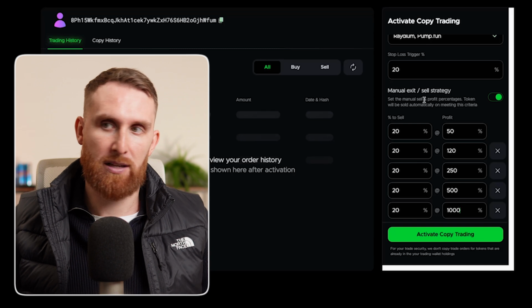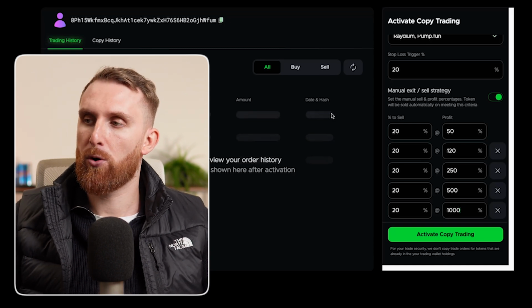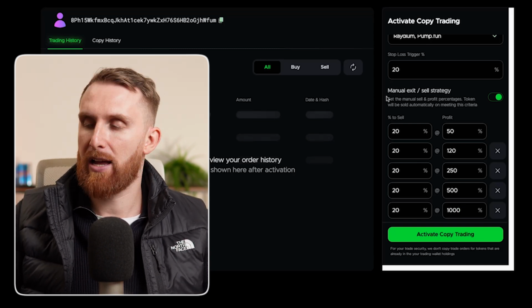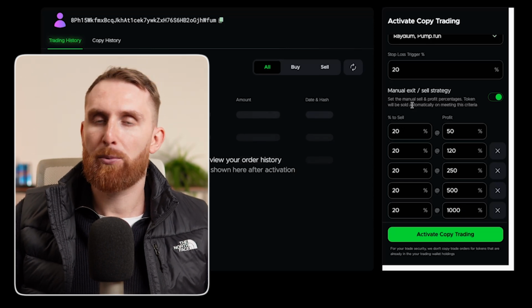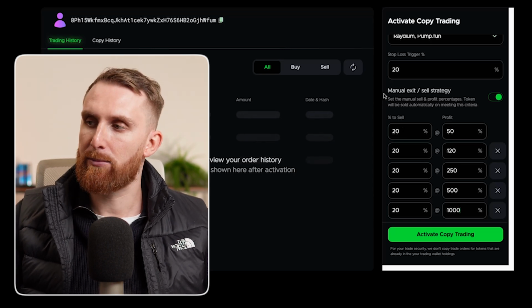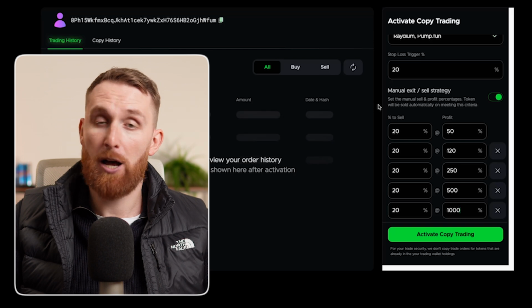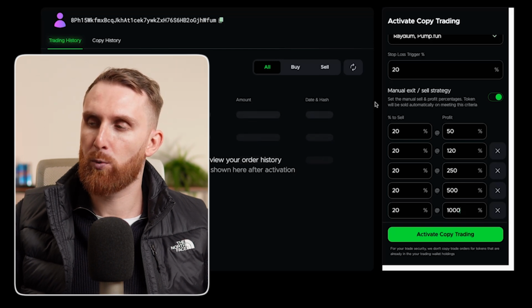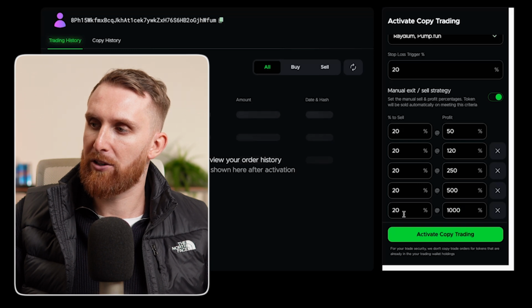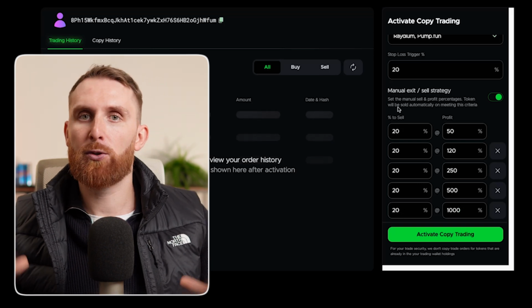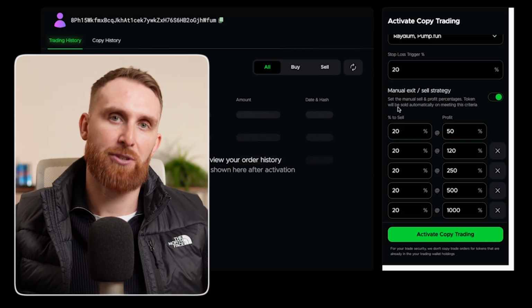And what does it all mean? So basically, it means when your trader makes a trade and your position is up by 50%, the bot will sell 20% of your position. And the same goes after. So once your position is up by 120%, the bot will sell another 20% of the position. And you can see we have the full 100% right here. Again, you can do different settings depending on your risk tolerance.